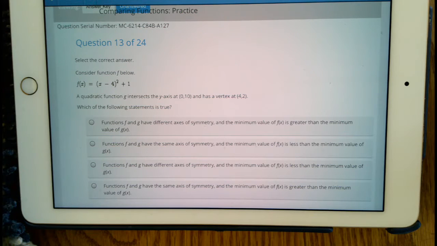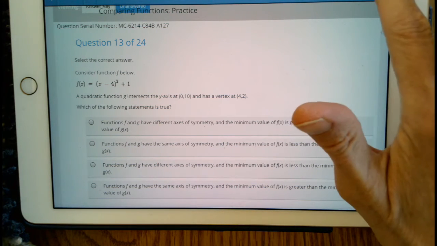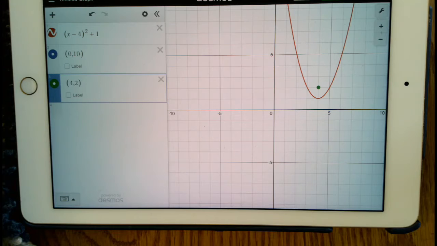So as I don't read all of them, what we're looking at is the axis of symmetry, which is the line that goes right through the middle of the graph, and which vertex is lower, the one from f(x) or function g. So what I did is I typed in the information that was given here. The red graph there is (x − 4)² + 1.